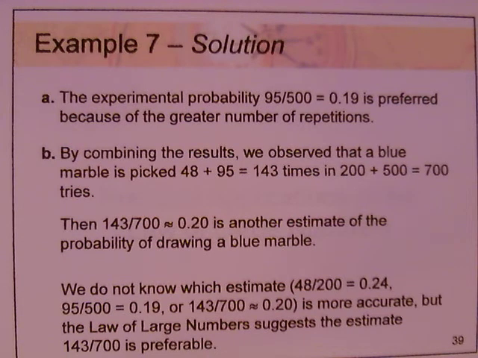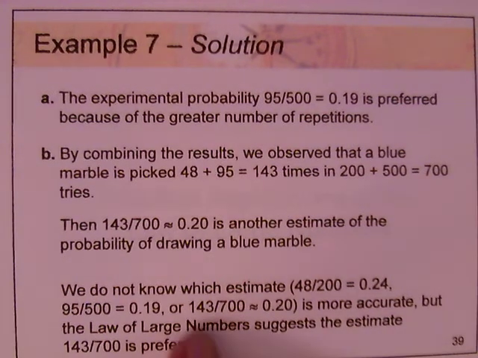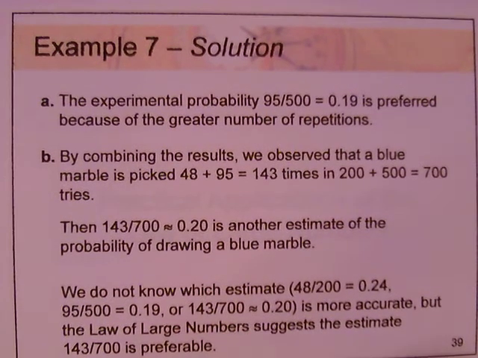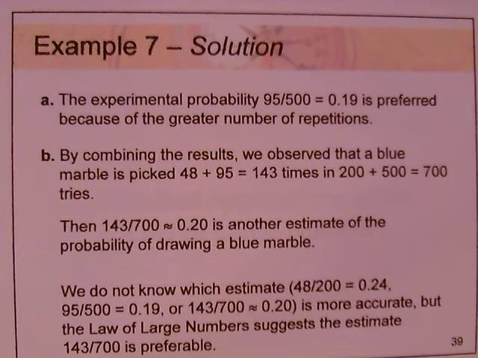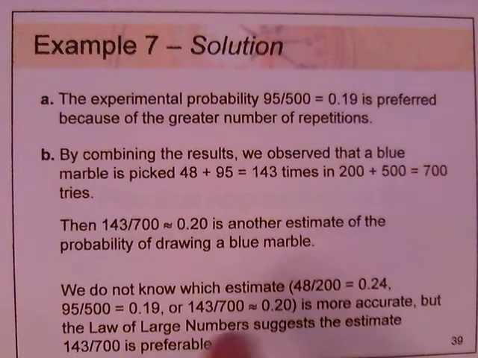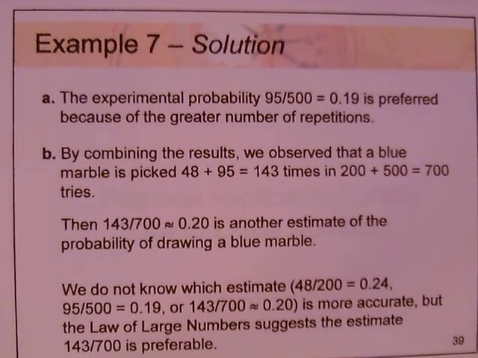Now we do not know which estimate, the 48 over 200, which is 0.24, 95 divided by 500, which is 0.19, or 143 over 700, which is approximately 0.20, is more accurate, but the law of large numbers suggests the estimate of 143 over 700 is preferable. Okay.